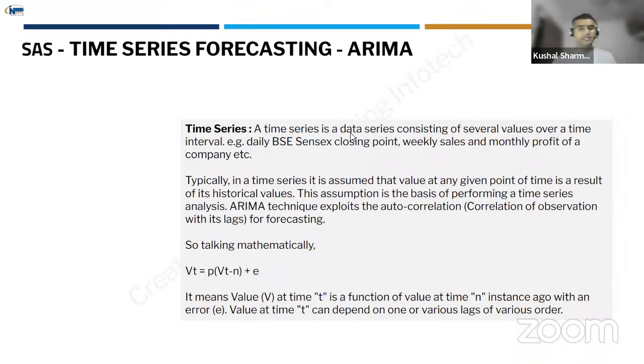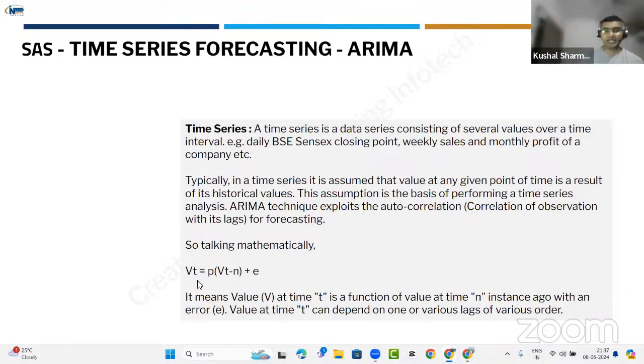Mathematically, the equation would be something like Vt is equal to P Vt minus n plus E, where Vt means value at time t. It means that the value at time t is a function of the value n instances ago, with an error, because it cannot be perfect. There will be some error, some noise. So we have a term here which is error. Value at time t can depend on one or various lags of various order.